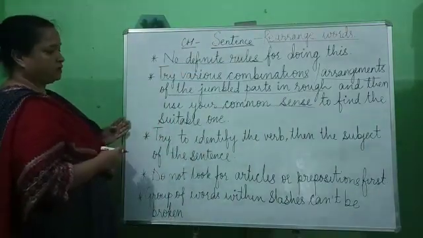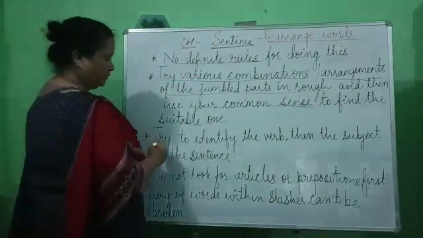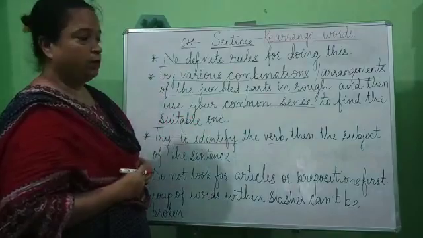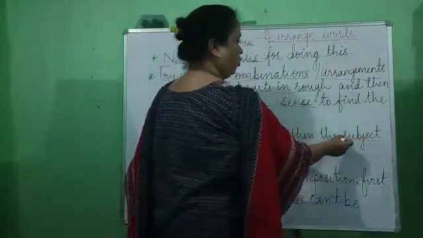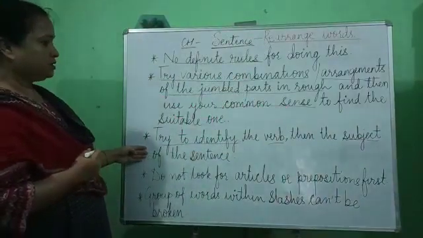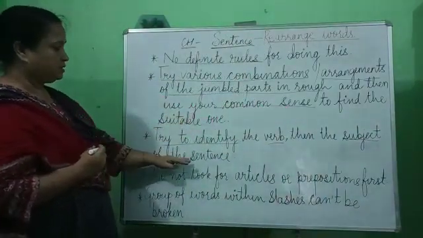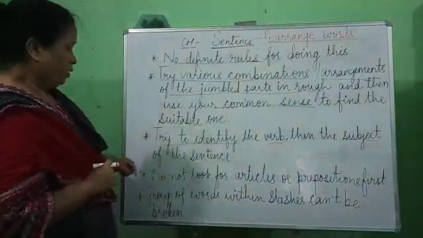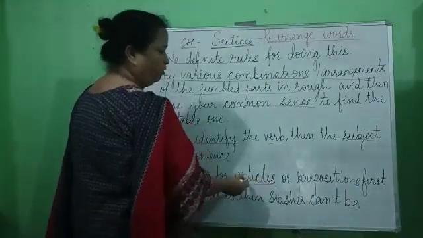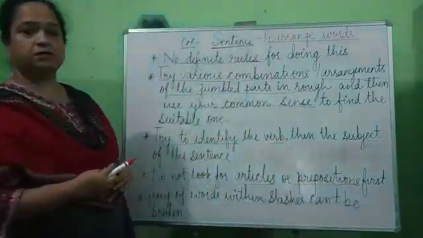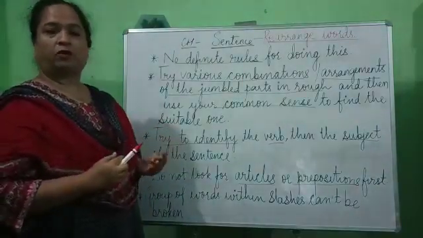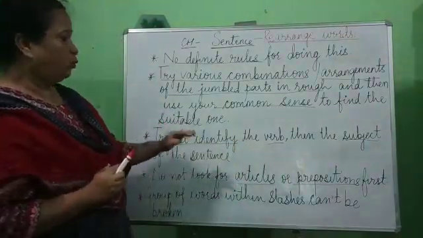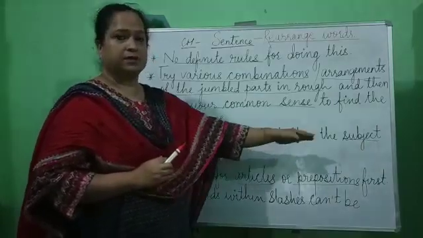Now, when we do this, we must first of all try to identify the verb. Once we find the verb, we must then look for the subject, what we are talking about in the sentence. Once the verb and the subject are found, we can try to form a sentence. We should not look for articles or prepositions first. Instead, we should look for the verb and the subject.